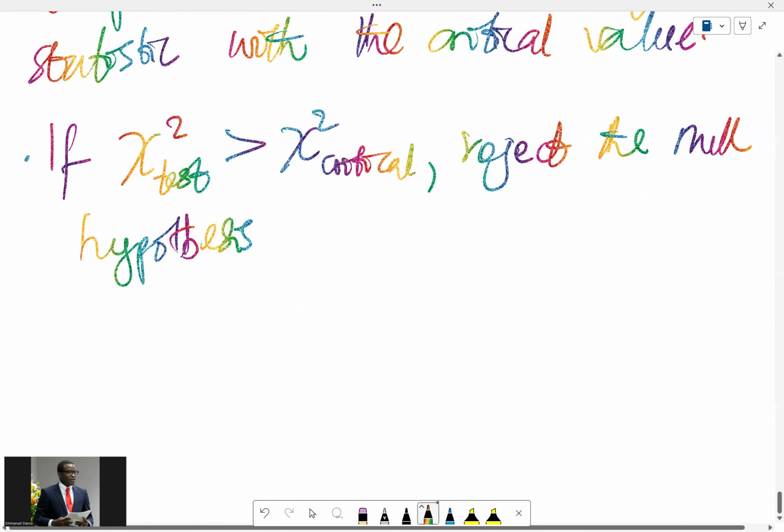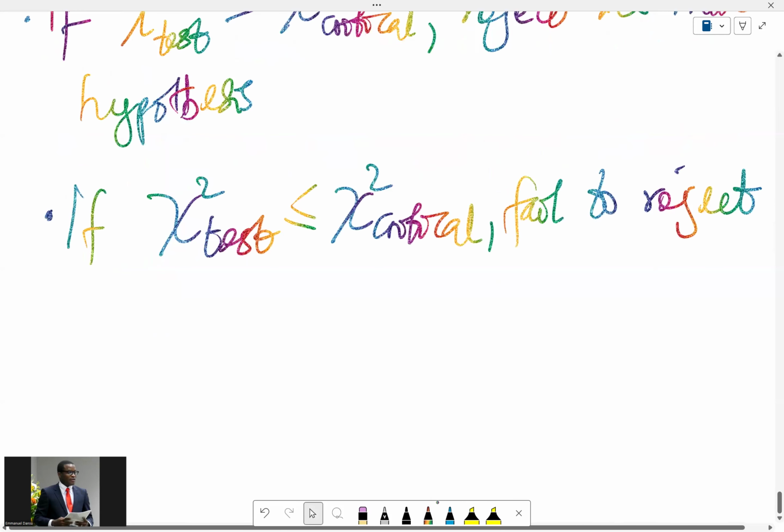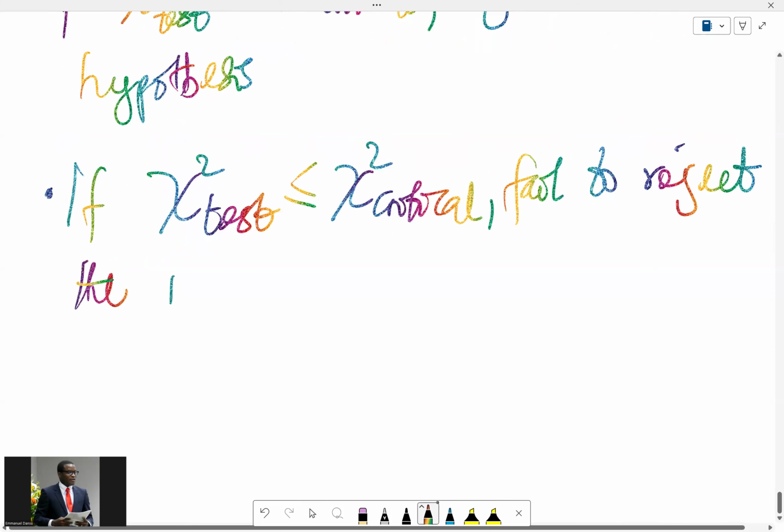Okay, so that's the first situation. Then if chi-square test is less than or equal to chi-squared critical, then you accept or fail to reject the null hypothesis.